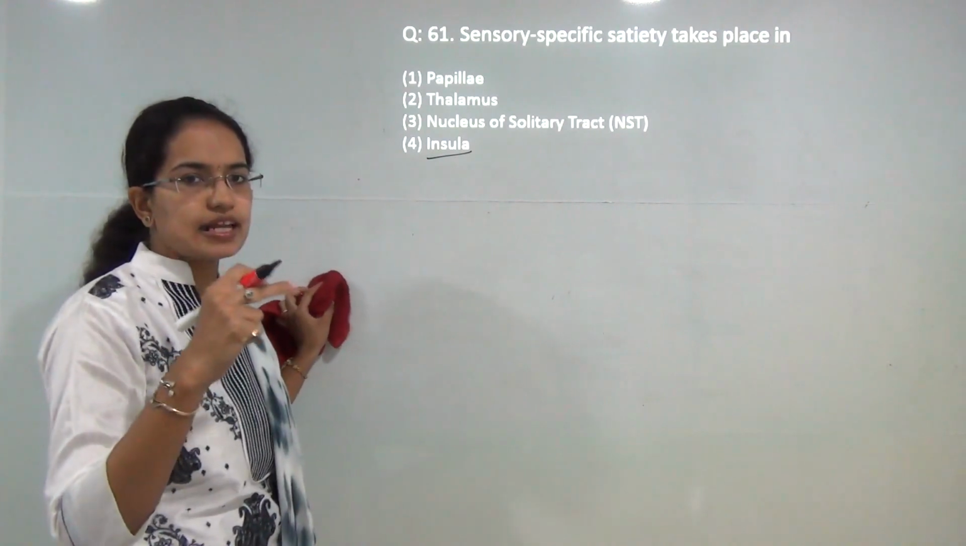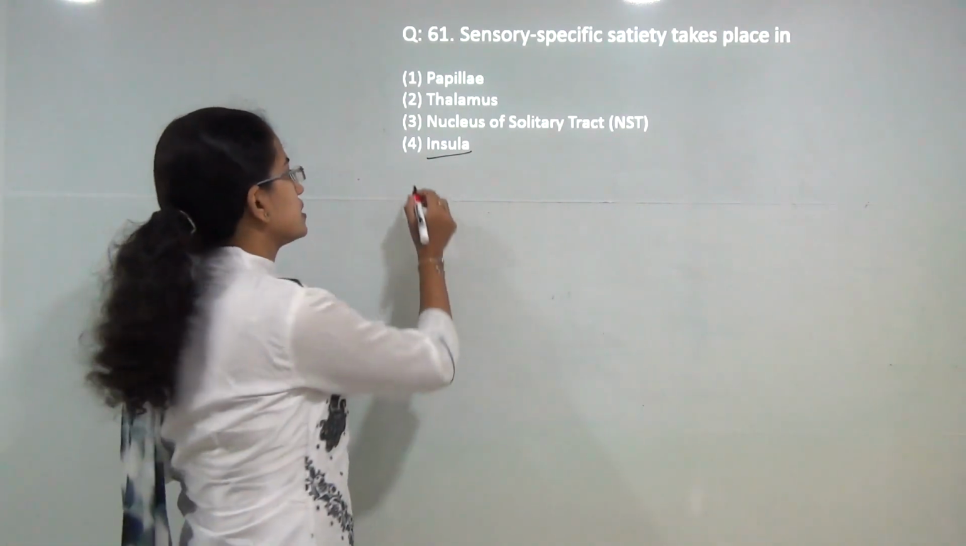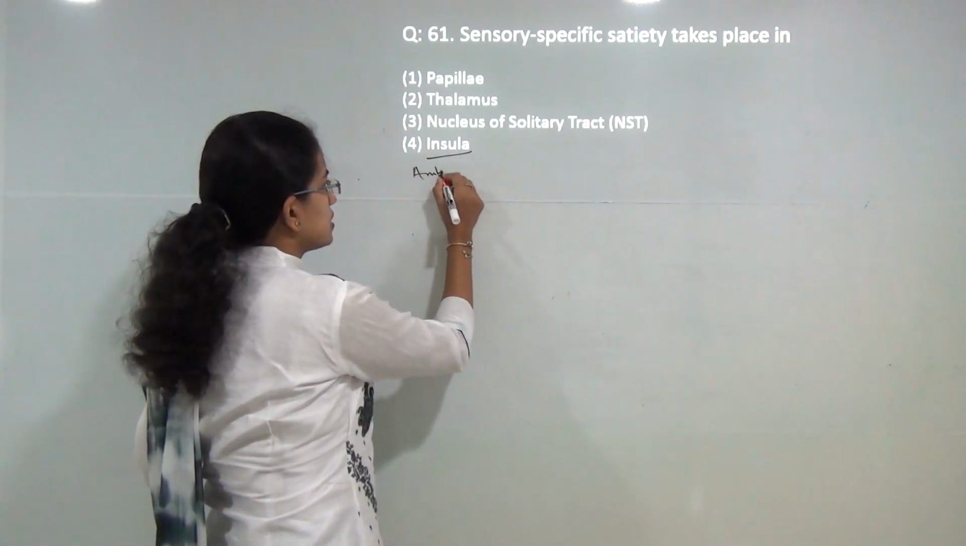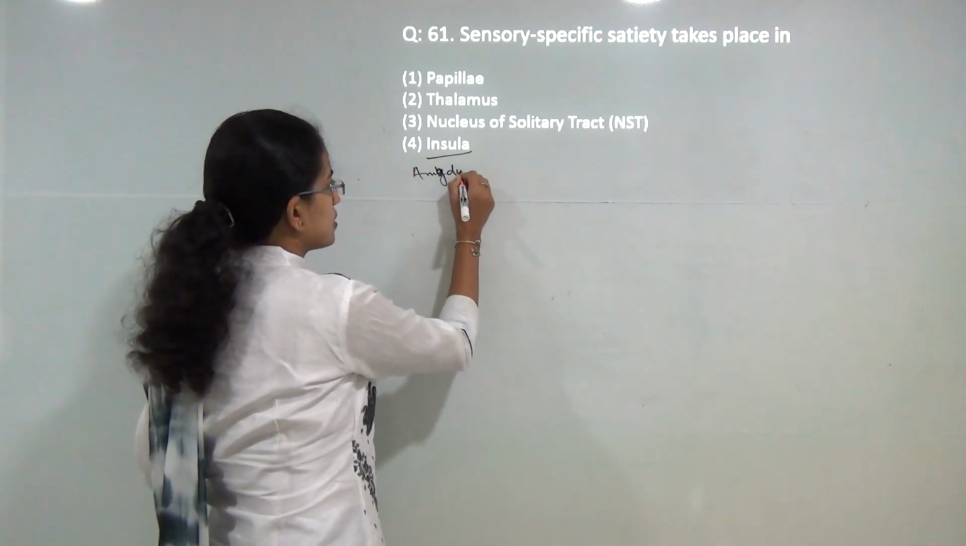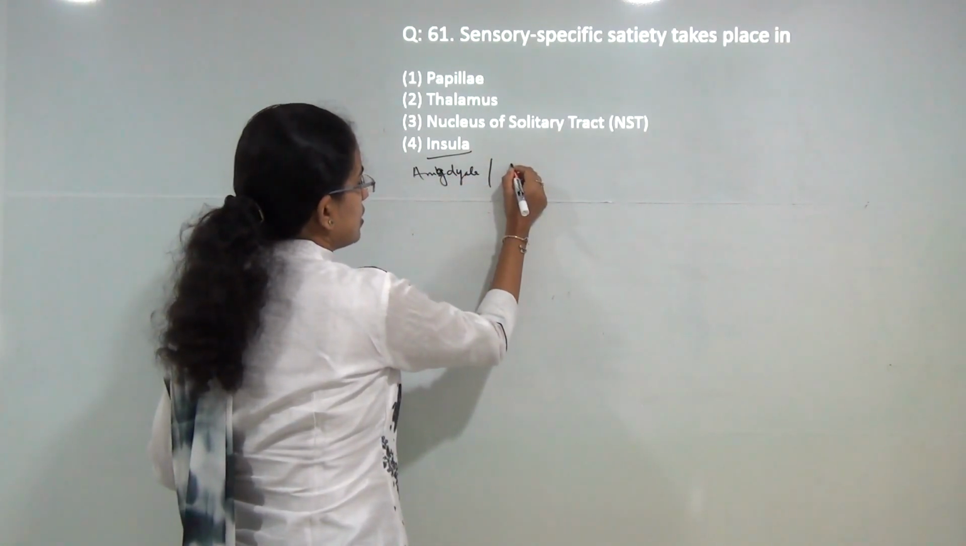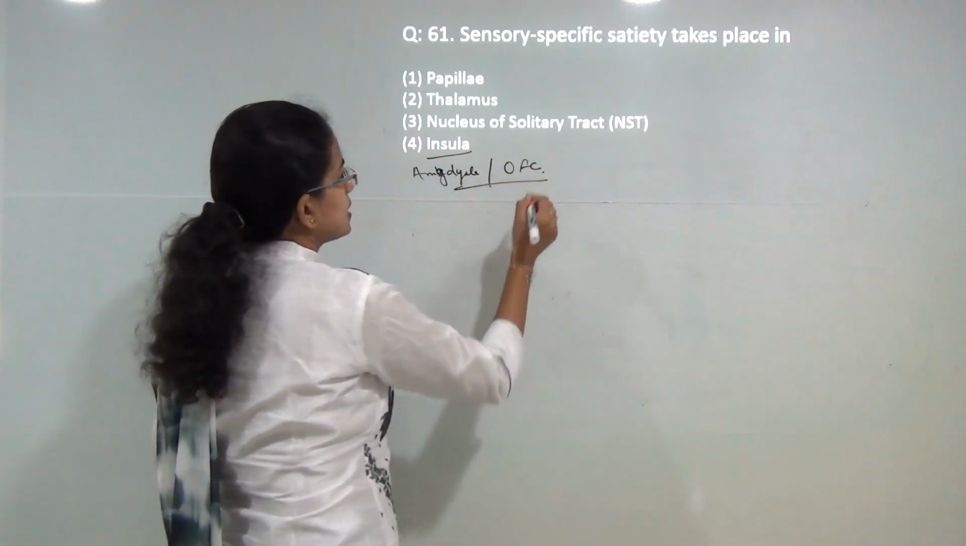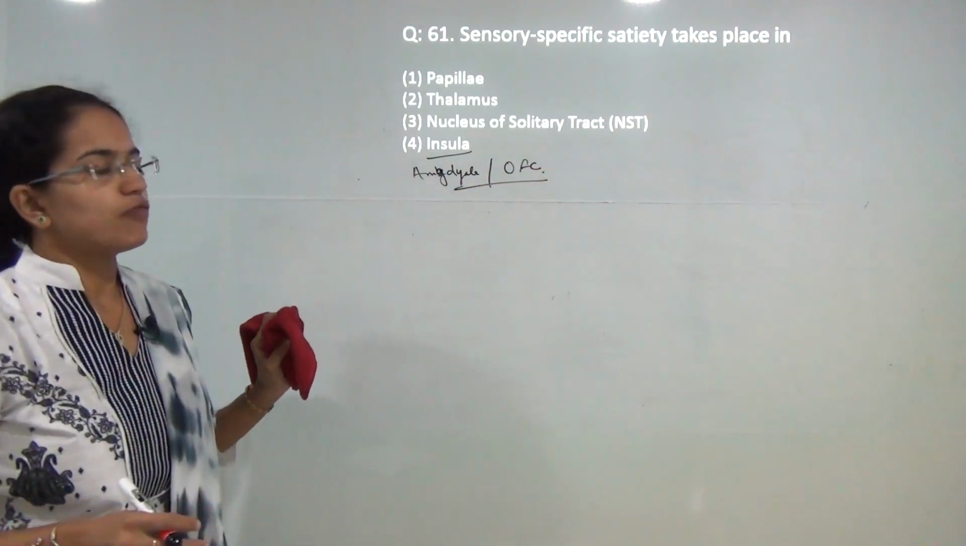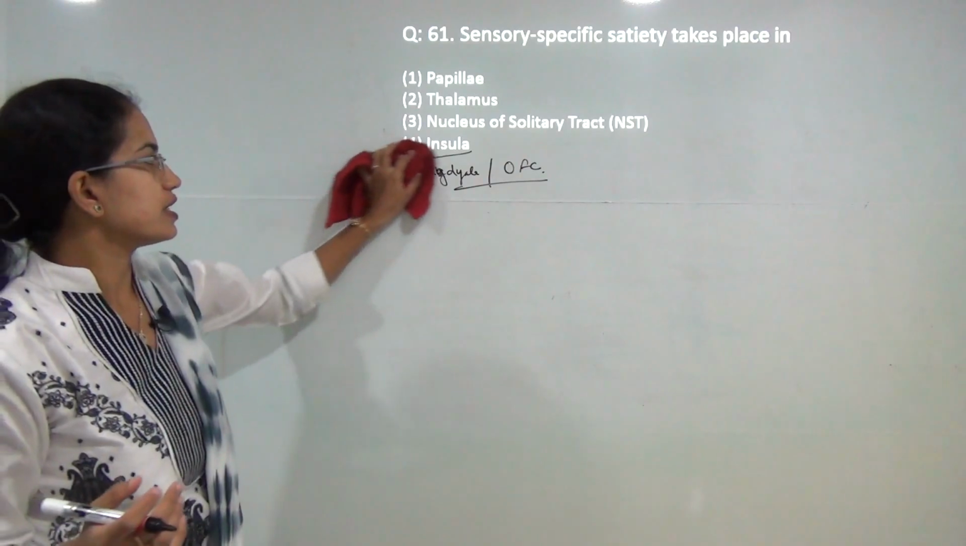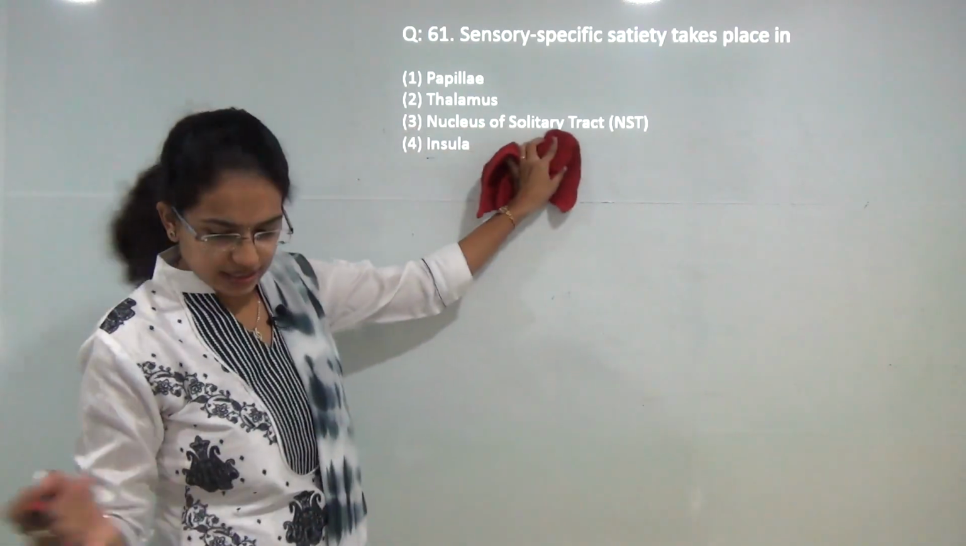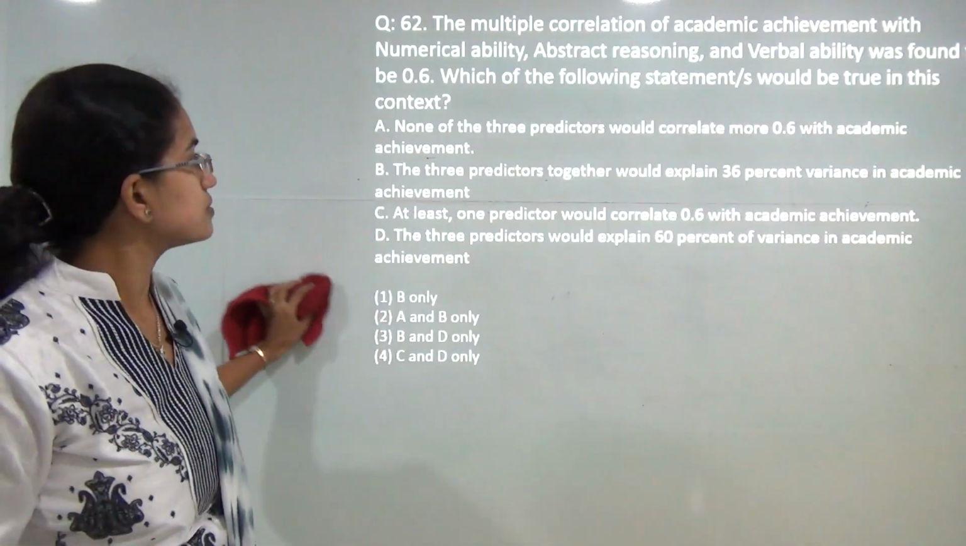Then you have the amygdala and the orbitofrontal cortex. So 3 of these are basically responsible for the appetite network in our body. So 4 would be the correct answer in this case. Next question.